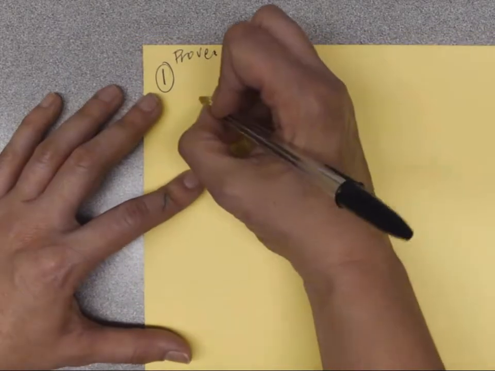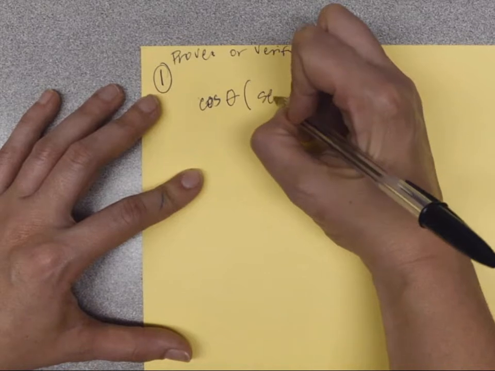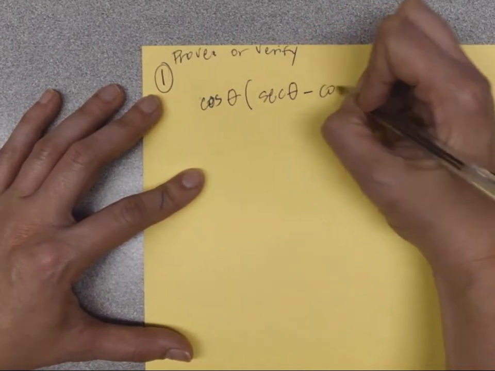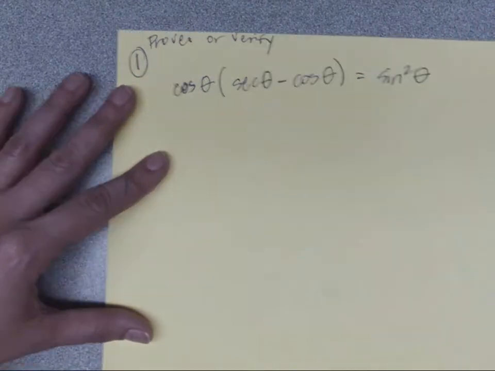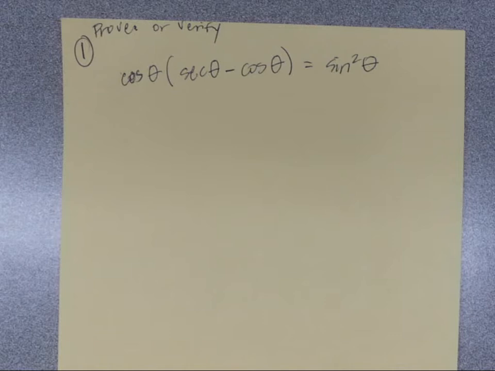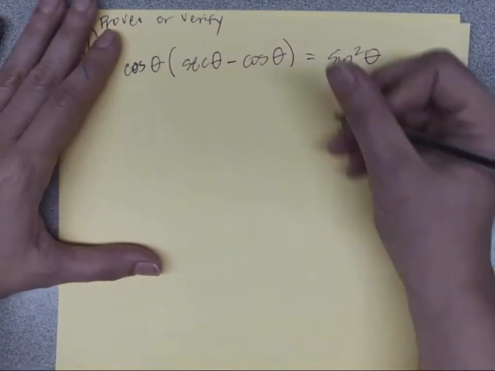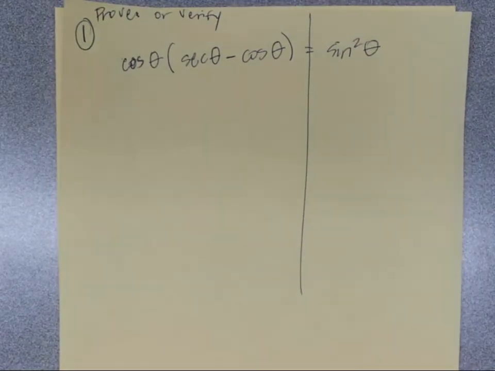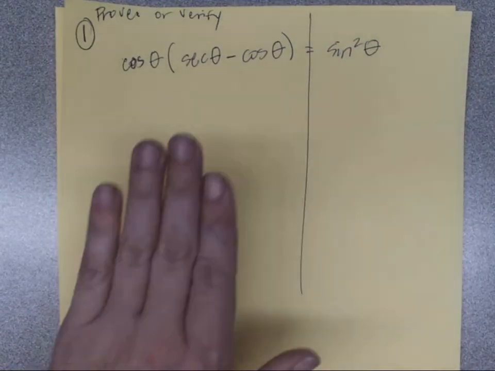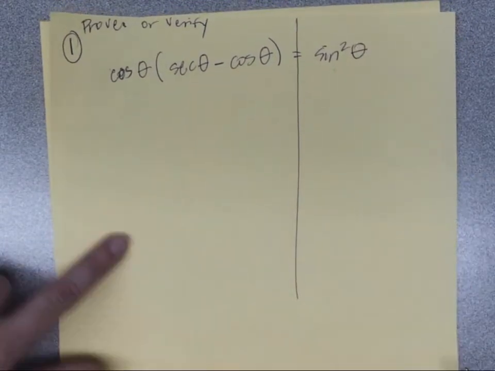Okay, and the problem is cosine of theta times secant of theta minus cosine of theta equals sine squared theta. Okay, so we need to prove this trig identity. We need to prove that this can equal sine squared theta, or sine squared theta equals this. So essentially, it's like I have 2 sides of my equation, left-hand side, right-hand side. You want to pick one side and make it look like the other. So I either need to pick the left-hand side, work it all out so that it turns into sine squared theta, or pick the right-hand side, work it all out so it turns back into this.